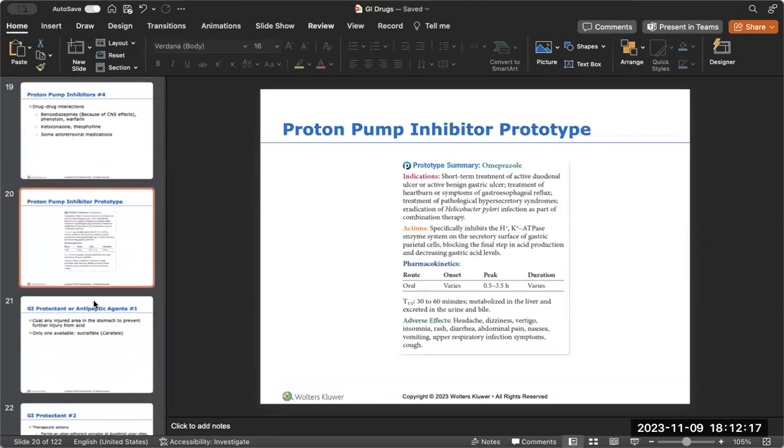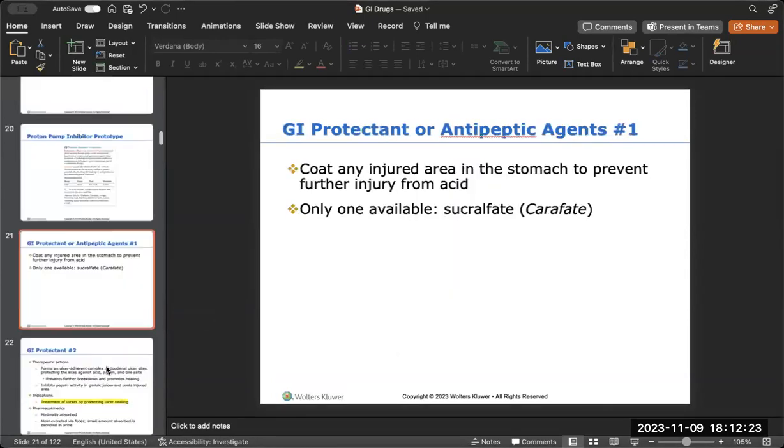Prototype, omeprazole. Like I said, this is just a summary of everything that we went over, and you can read that whenever you have time.